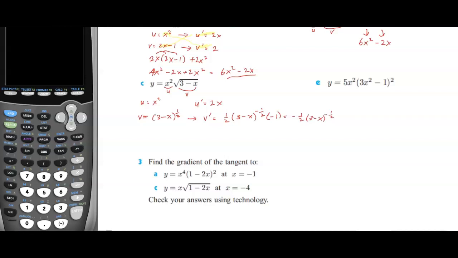Okay, and we're just going to do product rule, so we're going to multiply this times this, and we're going to multiply this times this. First thing you're going to do on a test problem, definitely write down the product rule copied from your formula booklet, right? 2x times 3 minus x to the 1/2 plus x squared times negative 1/2 3 minus x to the negative 1/2.